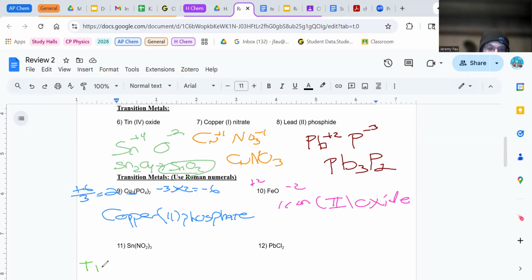Sn is tin. NO2 is nitrite. Nitrite has a charge of -1. There are 3 of them, times 3, that's -3. The tin has to be +3. There's only 1 tin, so that divided by 1 is just 3. Tin 3 nitrite. And then last but not least, all right, we've got Pb, that's lead.